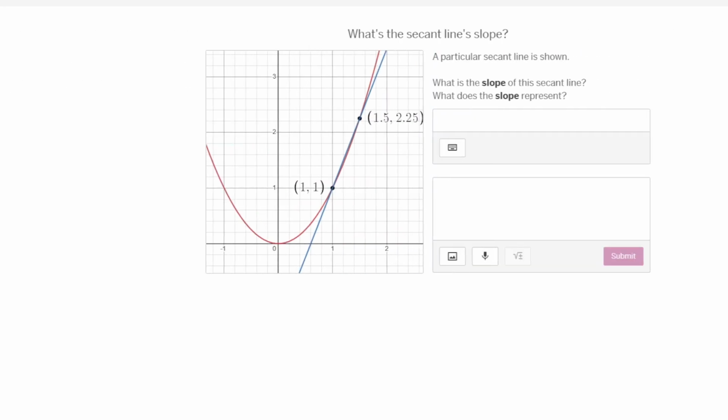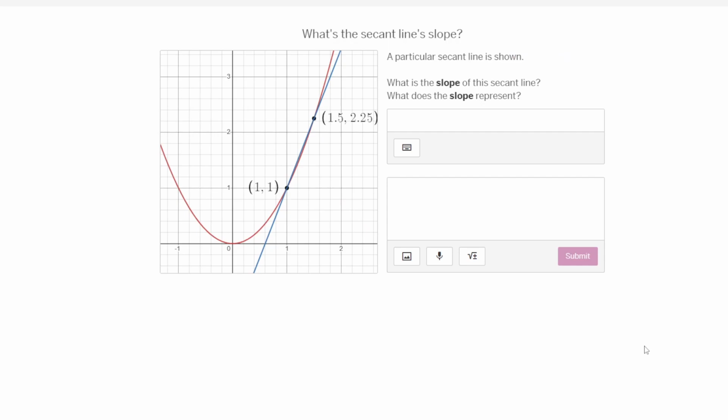So now let's take a look at a very specific secant line. Here we have 2 points whose coordinates are given to us. We have the left point (1, 1), and the right point (1.5, 2.25). We would like to compute the slope of the secant line and also discuss what the slope represents. So how do we compute the slope of the secant line? Well, we know from our previous math class that this is just change in y over change in x, or rise over run.